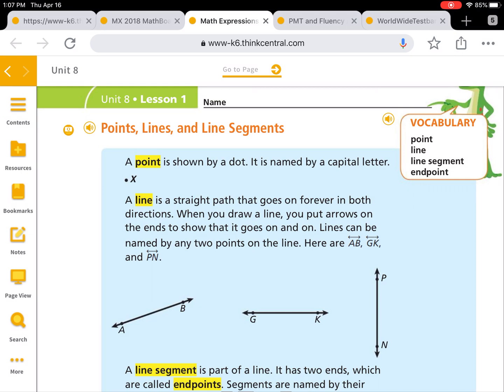Point is usually shown with a dot, usually given a letter name, usually a capital letter. You're going to be labeling lines and line segments and angles today, and you'll need to know how to label those. Here you can see we have a line. We have line AB specifically. It goes on forever in both directions.